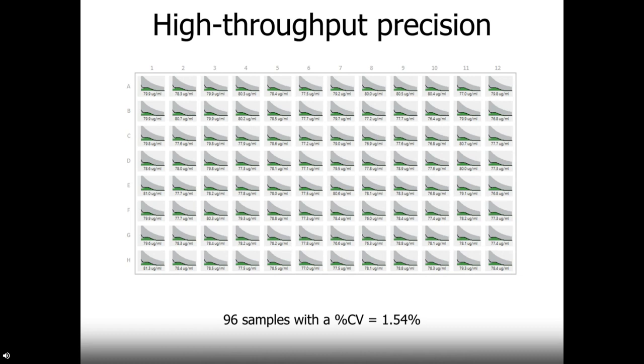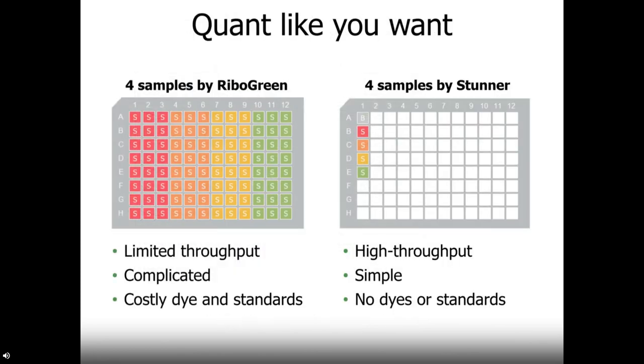As mentioned, Stunner lets you run 96 samples in an hour. Here we can see 96 replicates of RNA-LNPs, where the green is the RNA concentration, and it's also mentioned below the graphs, and the gray is the turbidity signal. The coefficient of variation is a spectacular 1.54% over these 96 complicated samples. So quant exactly like you want.